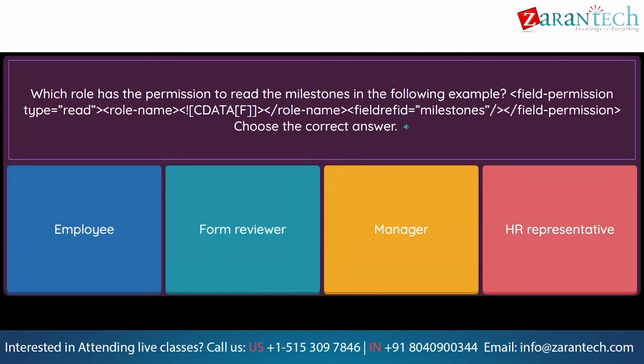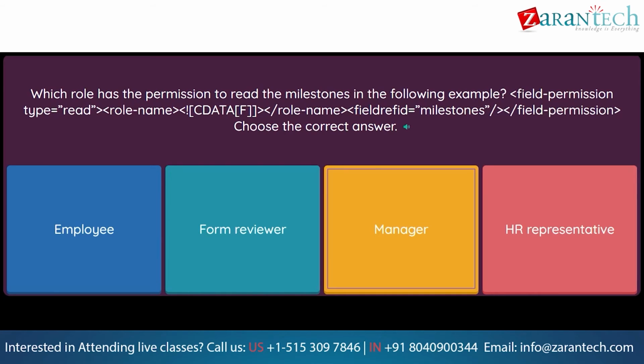Question: which role has the permission to read the milestones in the following example? Field permission type equals read, role name, data, role name, field refid equals milestone, field permission. Choose the correct answer. Option 1 employee. Option 2 form reviewer. Option 3 manager. Option 4 HR representative.